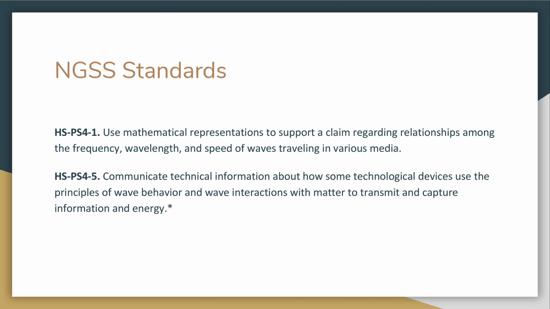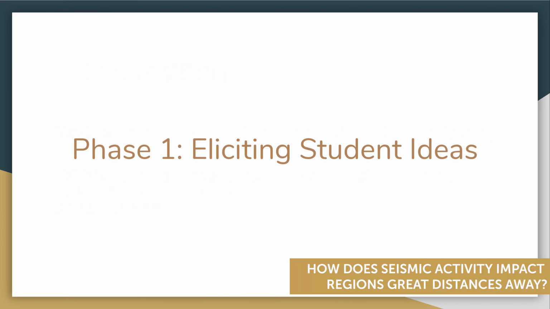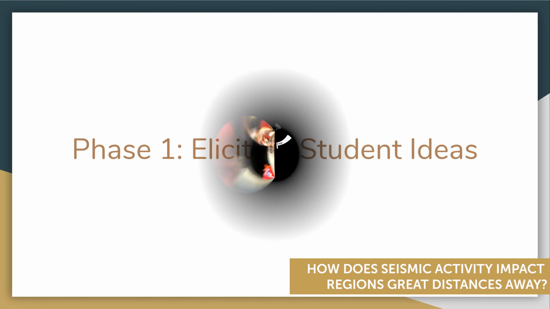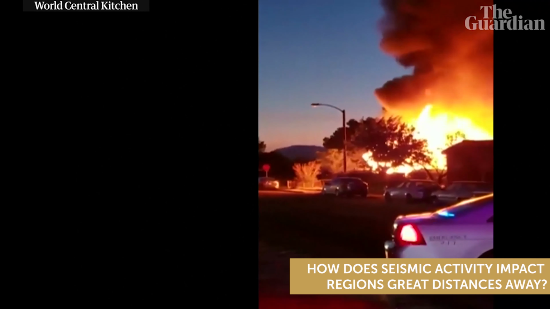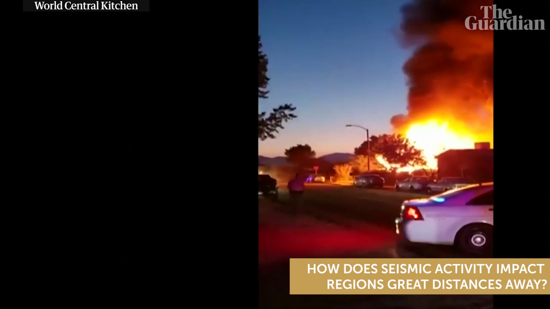The NGSS standards addressed in this unit will allow students to use mathematical representations to understand the relationships between variables describing waves. Students will also understand how devices transmit energy through waves. The first phase of the unit is eliciting student thinking. We used a phenomenon of a 7.1 earthquake that originated in Ridgecrest, California. This impacted Southern California, where our students are currently residing.